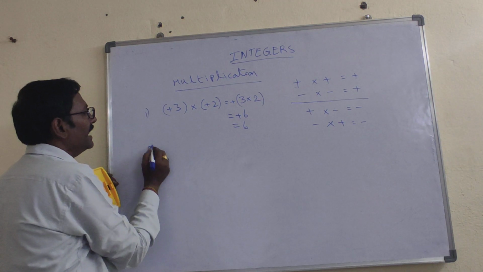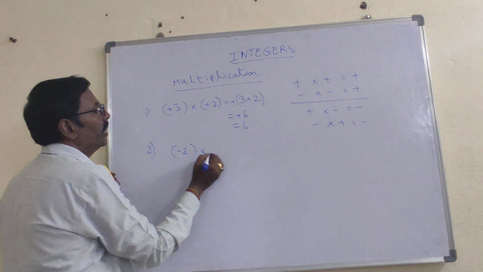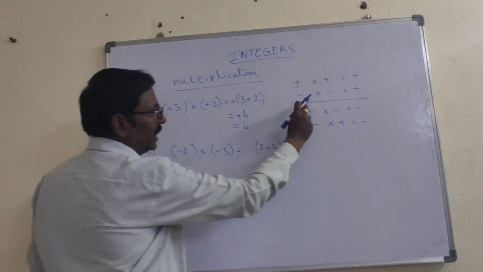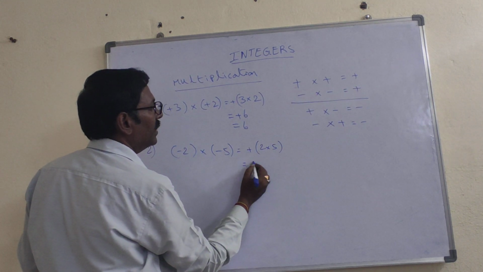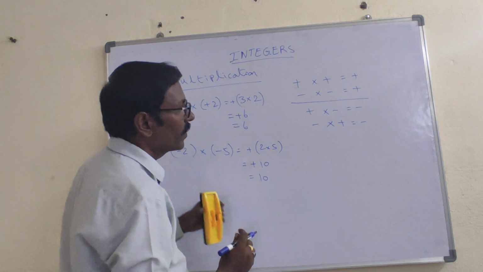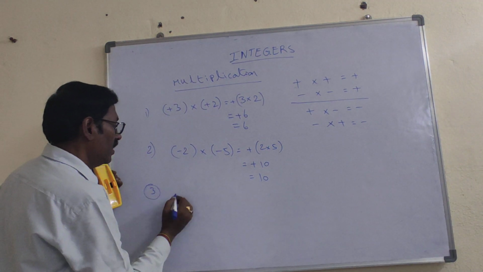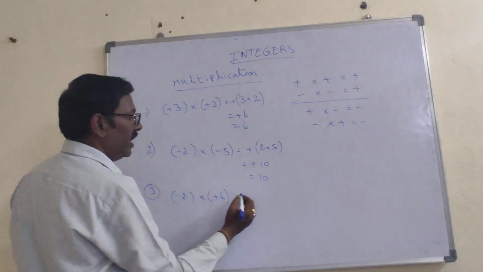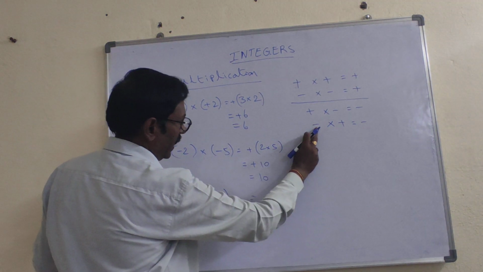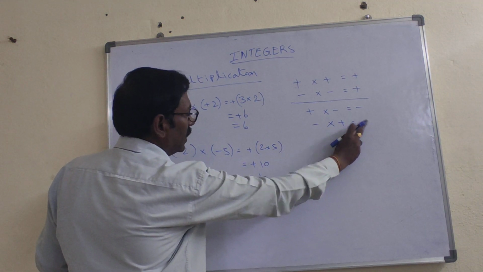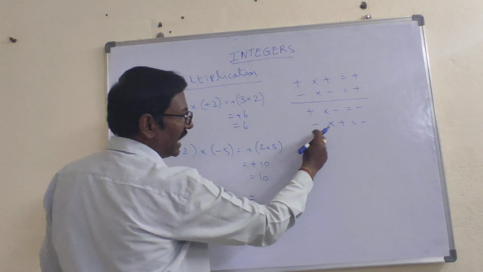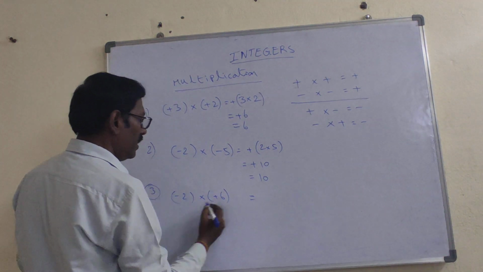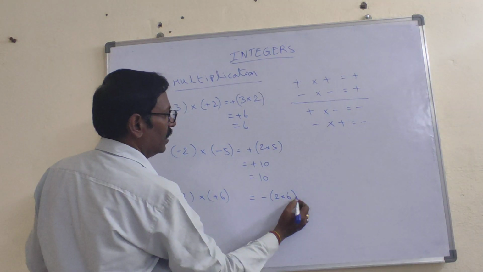Another one, if both have the same sign, suppose minus 2 into minus 5. This can be written as 2 into 5. Both have the same sign, so we will get plus only. This is nothing but plus 10, that is 10 only. If one number is positive and the other is negative, look here, one negative and one positive value, we will get the minus sign. Means if those two numbers have opposite signs, then we will get the minus sign. This is 2 into 6, minus 12.